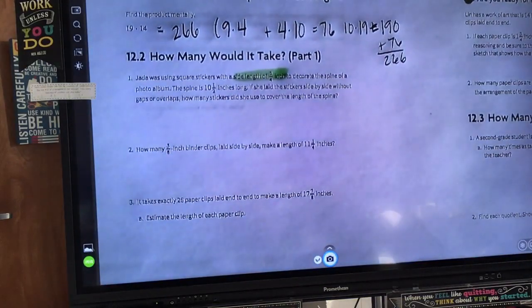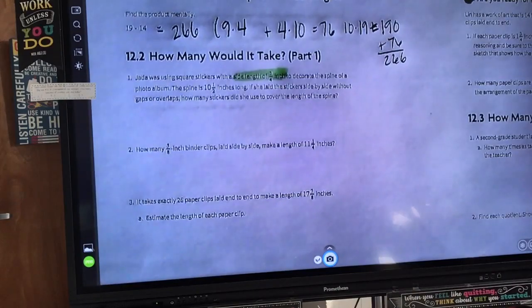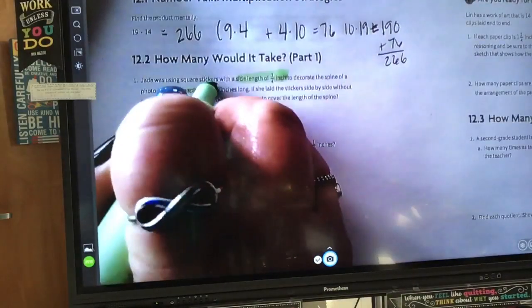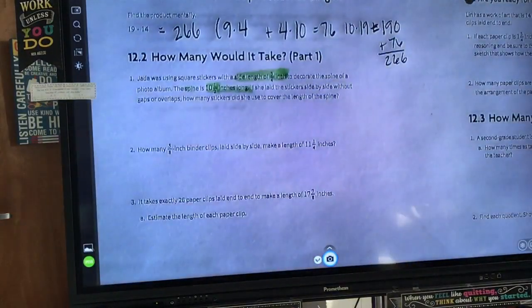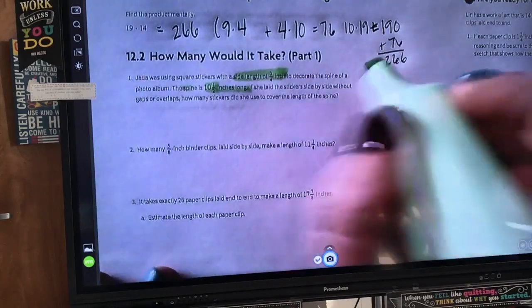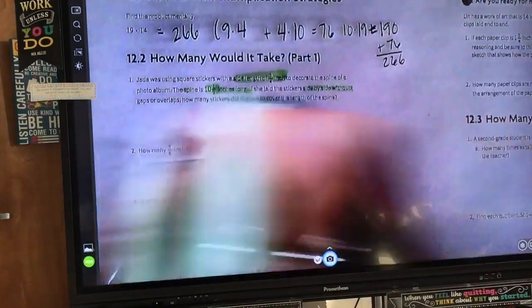All right? The second sentence says the spine is 10.5 inches long. What's important in that question? I need new hands, guys. I'm not asking you to do anything other than pull out the important information, which I know you can do. Troy. The spine is 10.5 inches. Okay? If she laid the stickers side by side without gaps or overlaps, how many stickers did she use to cover the length of the spine? Alright, so this one, side by side is important without gaps or overlaps.